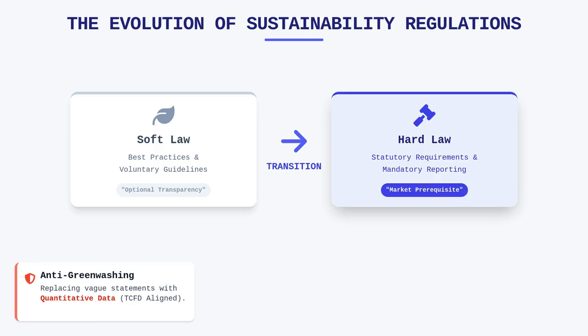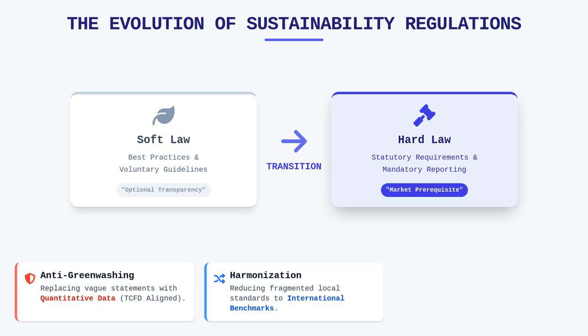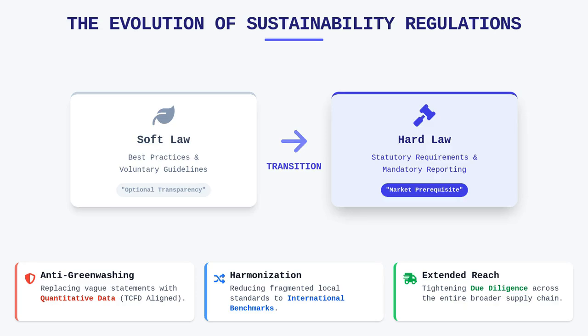We see this consolidation of requirements as a move towards harmonization, aimed at reducing the burden of fragmented local standards while simultaneously increasing the quality of climate-related information available to investors. This regulatory tightening is not limited to capital markets. It is equally prevalent in the due diligence requirements imposed on the broader supply chain.